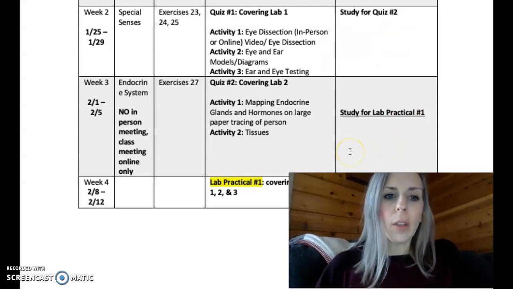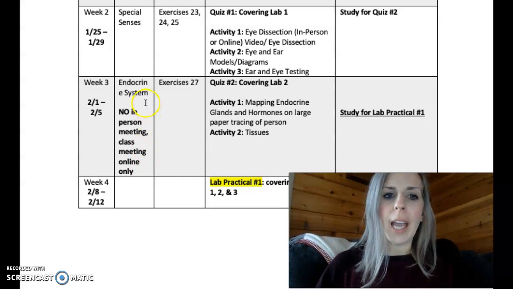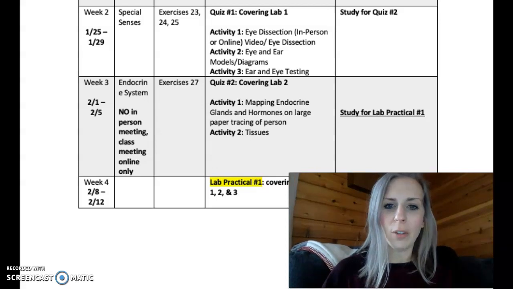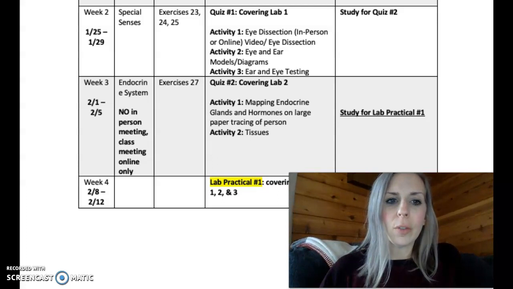Week 3, there will be no in-person class meeting. It will be online only, and it will be the endocrine system. Okay, we are going to map the endocrine system and the hormones and work through all of the tissues of the endocrine system. Weeks 1 through 3 will be the materials for your practical.